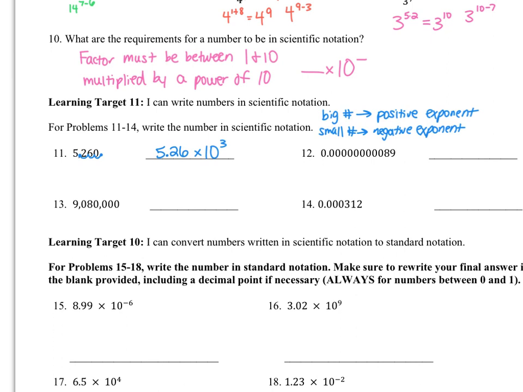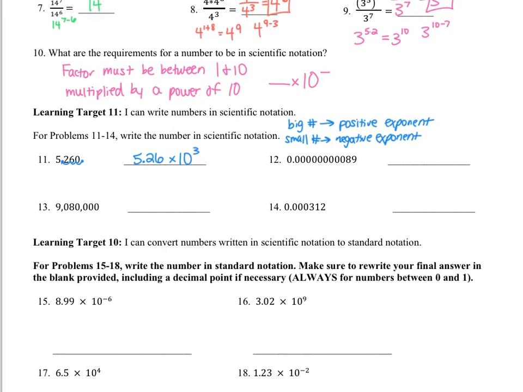For number 12, we can see that this one is a small number. So we're going to move that decimal to the right because we need to make it bigger to make it between 1 and 10 to be in scientific notation. 1, 2, 3, 4, 5, 6, 7, 8, 9, 10. So if I move it 10 times, I get 8.9 times 10 to the, since I moved it to the right, I multiply by 10, but it's actually very small, so I need to turn around and divide by 10 times. So that gives us a negative exponent. And again, it matches: small number, negative exponent. And again, we can take our answer, put it back in standard notation and make sure that we got the same answer.